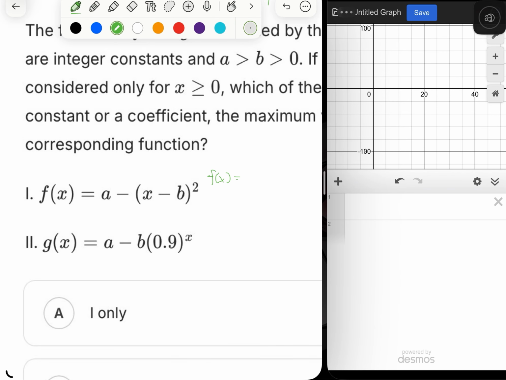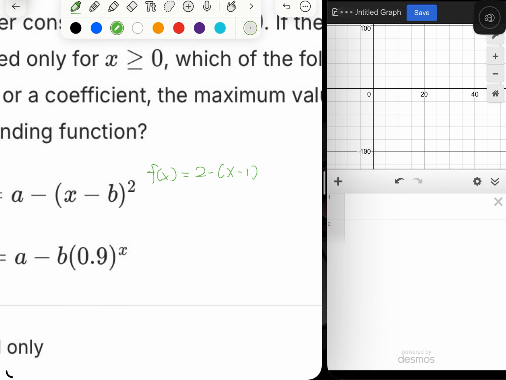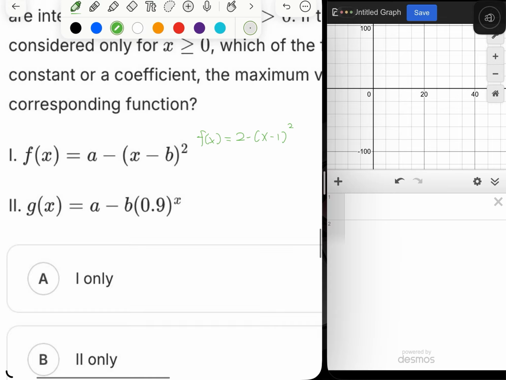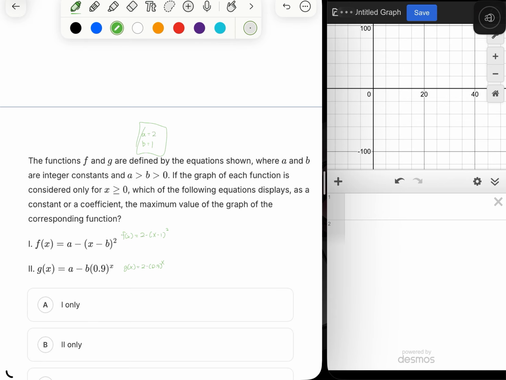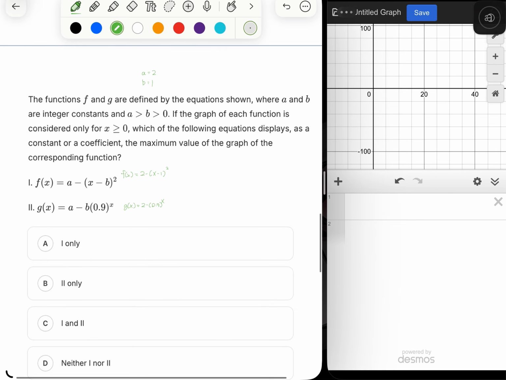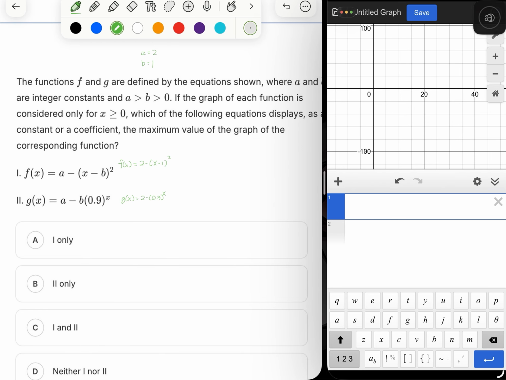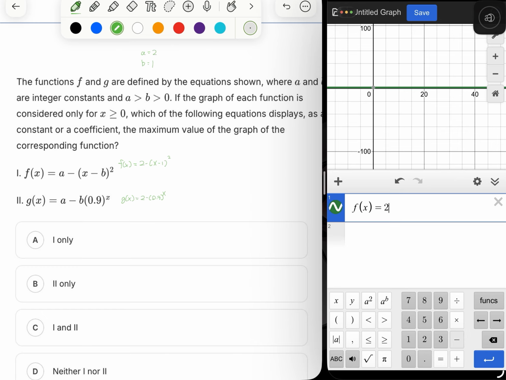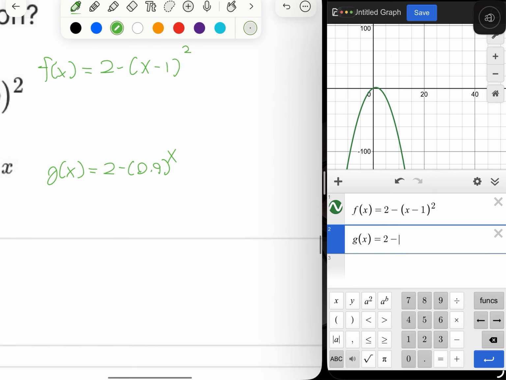So f of x here, we have a equals 2, so we have 2 minus x minus 1, because b is 1. That's f of x. And g of x, we have 2 minus 0.9x. So all I'm doing is just plugging in the constants to make it easier, because we don't really want to be dealing with constants. Now, let's first plot these in Desmos. So here we have f of x equals 2 minus x minus 1 squared, and then we also have g of x, that's equal to 2 minus 0.9 to the x.